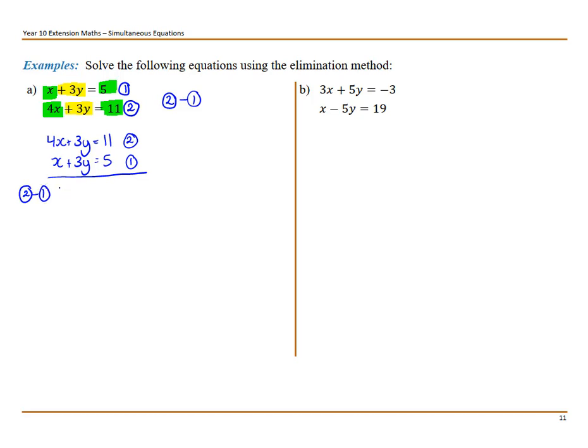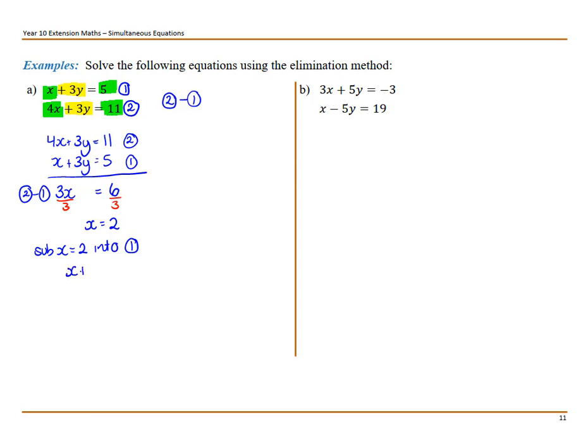So 4x minus x is 3x, and you'll see 3y minus 3y, it's gone, which was the whole purpose of the elimination method, getting rid of one of the variables. 11 take 5 is 6, so we have 3x equals 6. We divide both sides by 3, so x is 2. We now sub x equals 2 into one of our two equations. Now, equation 1 would be easier because it's got only a single x in it.